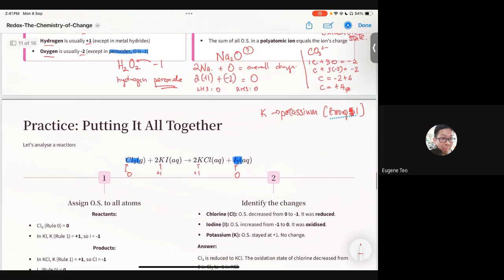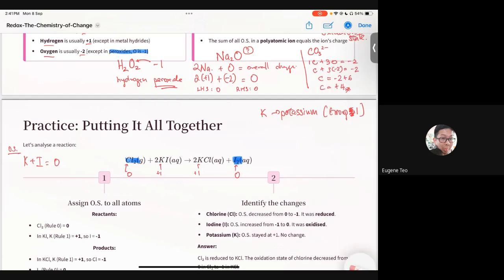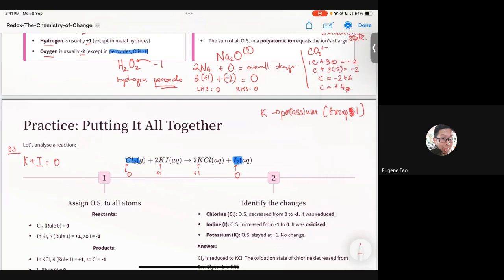I know that K plus I, the oxidation state of K plus oxidation of I must give me the overall charge. What is the overall charge over here? It is 0. Okay, so I'm going to apply the summation rule now. K plus I must give me the oxidation state of 0. K I know is +1. I do not know. So you realize +1 plus I equals to 0. I must be equals to -1. So the I over here is a -1.